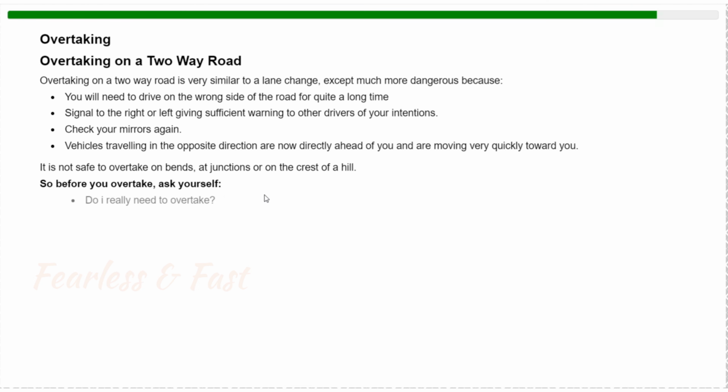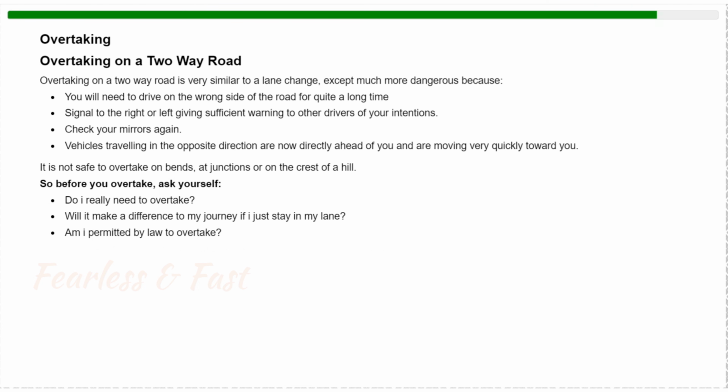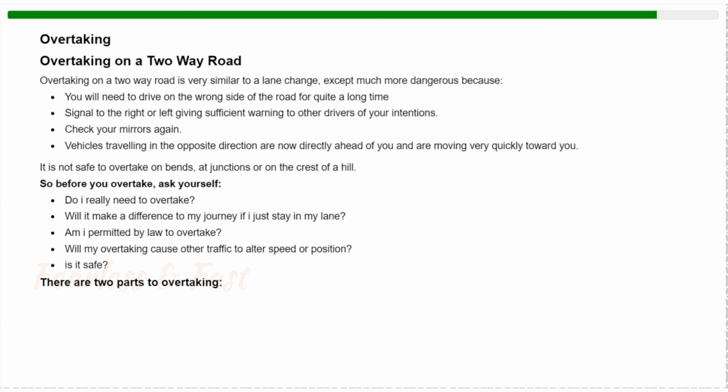So before you overtake, ask yourself, do I really need to overtake? Will it make a difference to my journey if I just stay in my lane? Am I permitted by law to overtake? Will my overtaking cause other traffic to alter speed or position? Is it safe? There are two parts to overtaking. Pulling out onto the other side of the road. Moving back onto the correct side of the road.